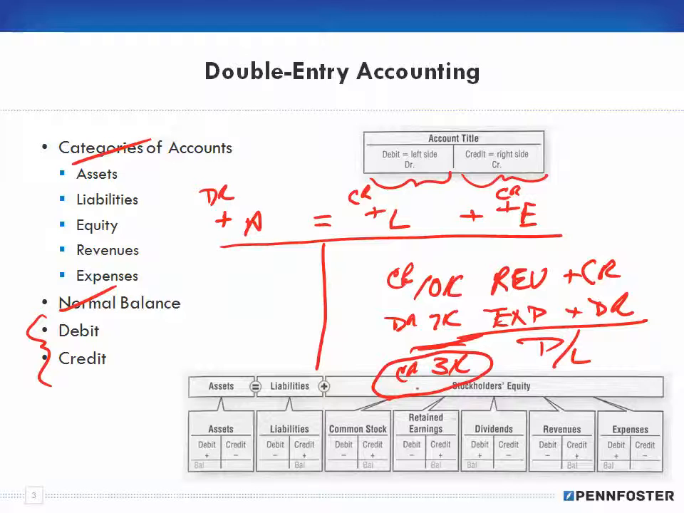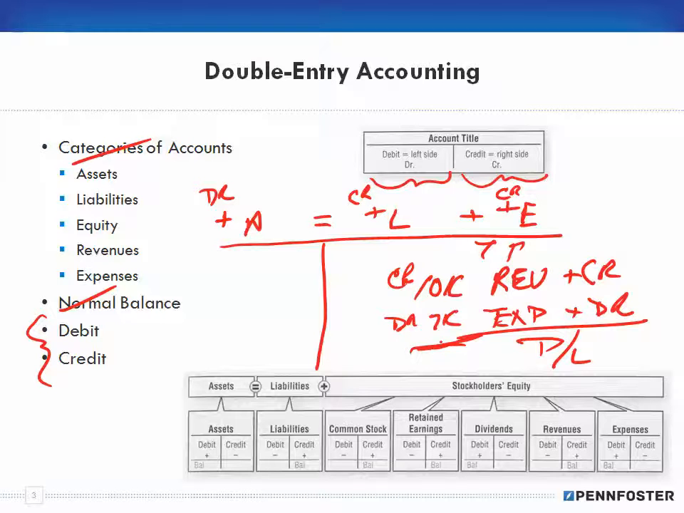So this profit of 3,000, when we close it out, and we'll see this later in the book, in the next chapter I believe, gets closed out to our equity. So if I have $3,000 as a credit, that increases my equity here, which is also a credit. So it falls into place in order to keep my accounting equation in balance, right?